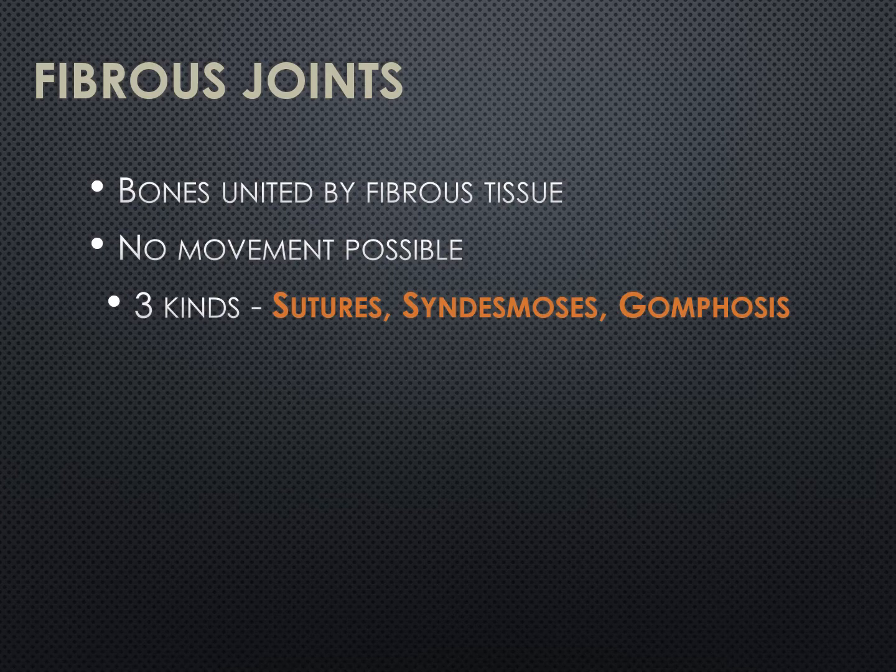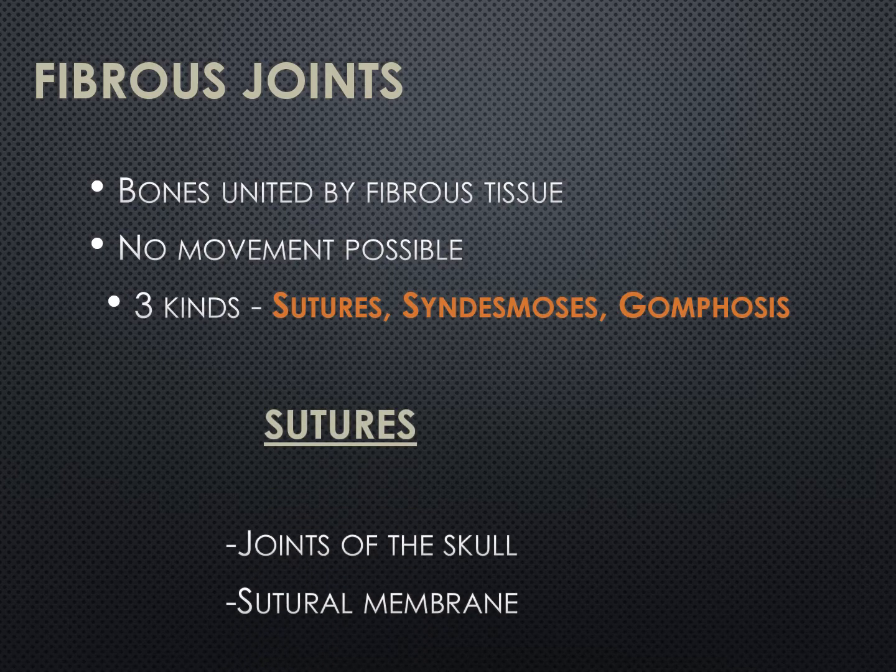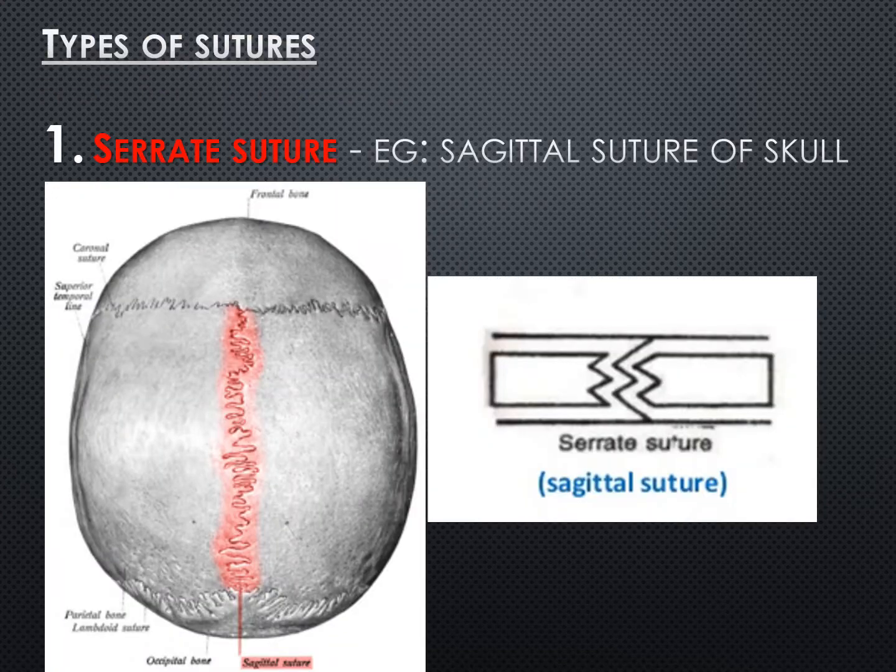So first we'll go to sutures. Sutures are, we have already studied, the joints of the skull, and intervening between the two bones we get the thin sutural membrane. So examples for most of the sutures we have covered, and we'll see each type of suture. So there are 5 types of sutures. The first type of suture is the serrate suture. This is the serrate suture.